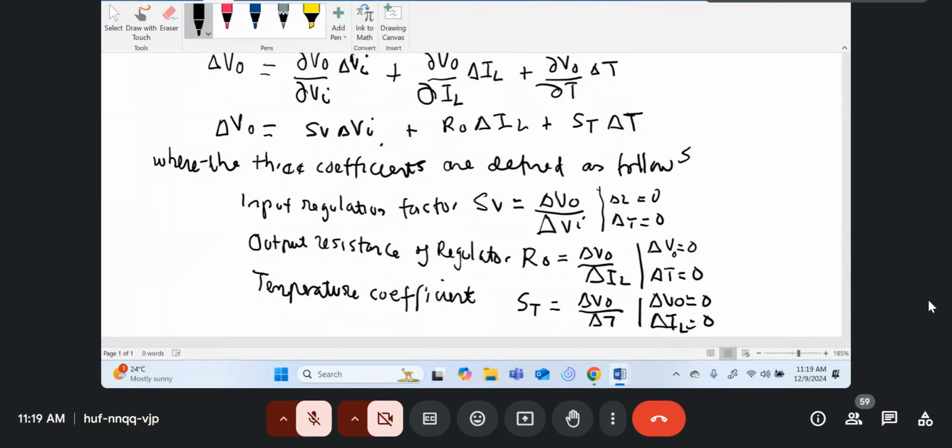Next, note that delta VI means changes in the input, which may be due to change in supply voltage or ripple due to inadequate filtering.